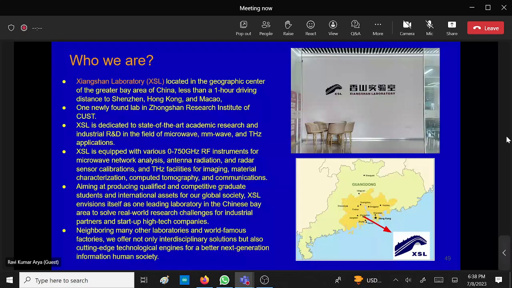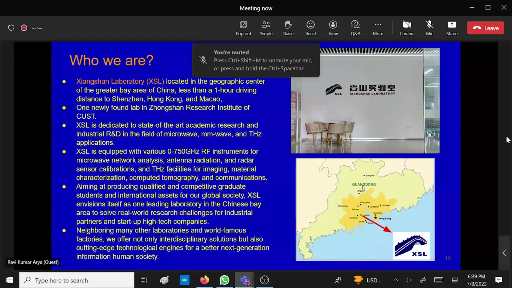Now I thought, okay, I would introduce our lab also, where we are. So my lab is called Xiangshan lab, and we are closer to Zhongshan. In India we have different states, so here we have provinces. We are in Guangdong province, and we are closer to Hong Kong and Macau. We are like a 1.5 hour drive from Hong Kong and Macau. Regarding the different types of instruments, we go up to 750 gigahertz.